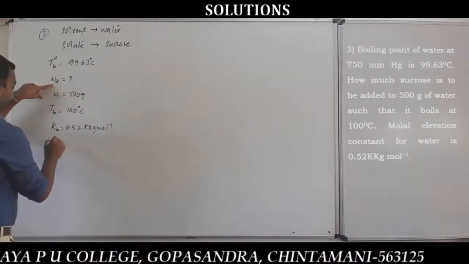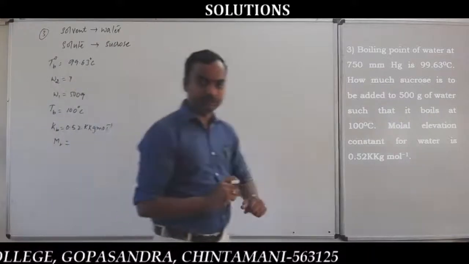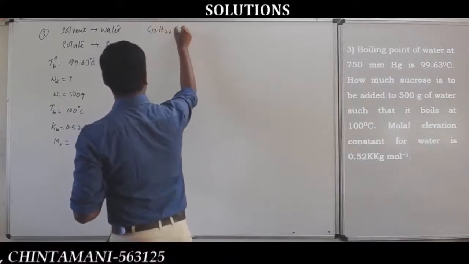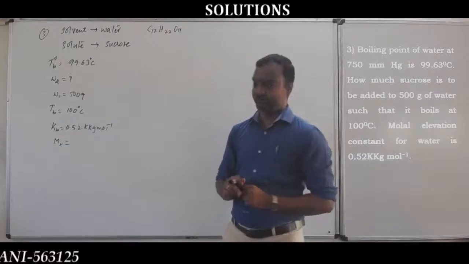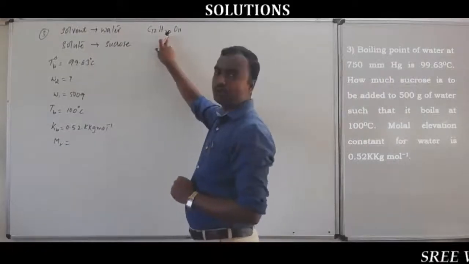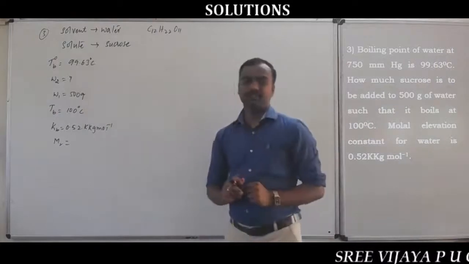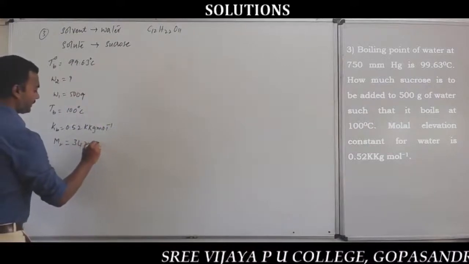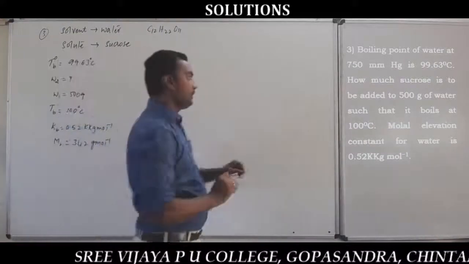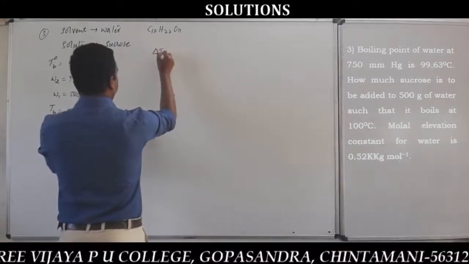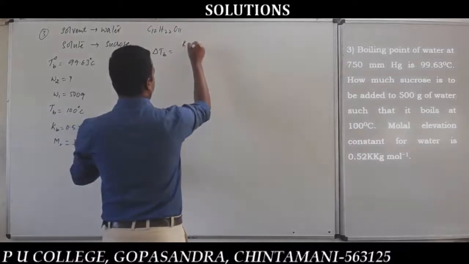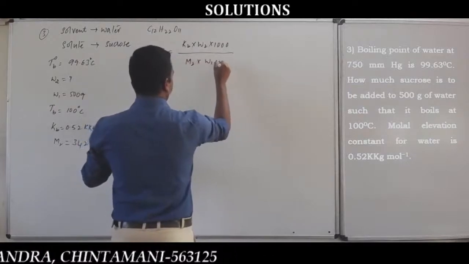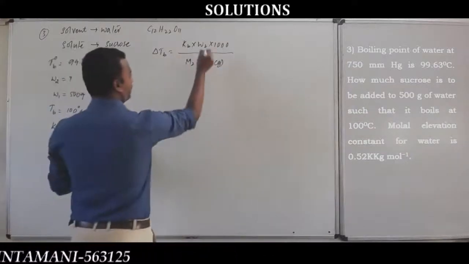To calculate W2, before that we have to calculate M2. M2 is the molar mass of the solute, sucrose. The sucrose formula is C12H22O11. When you calculate the molar mass of sucrose, that is 12 into 12, 22 into 1, the atomic mass of hydrogen, and 11 into 16, the atomic mass of oxygen. Totalling it, you get 342 gram per mole, the molar mass of sucrose. Now the formula for this problem is delta TB equal to KB into W2 into 1000, whole divided by M2 into W1. Here you have to calculate W2.